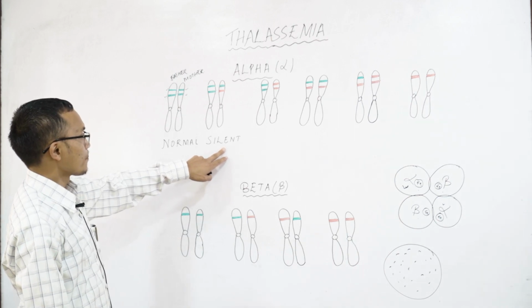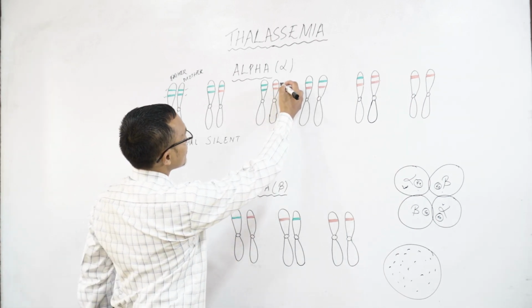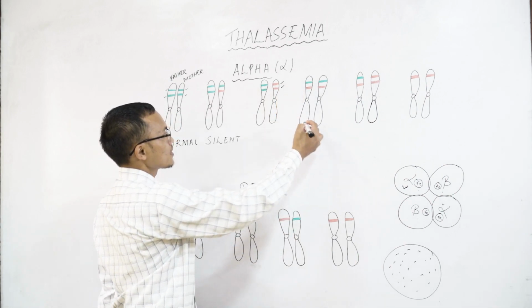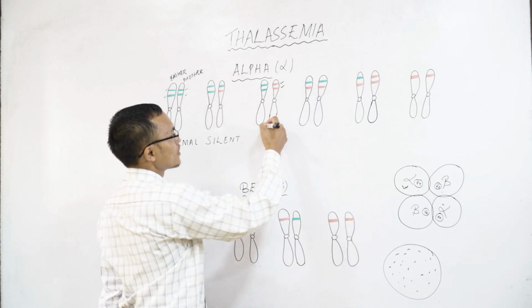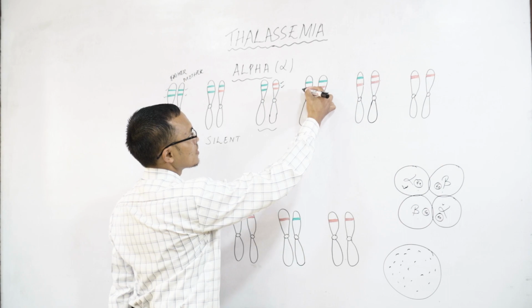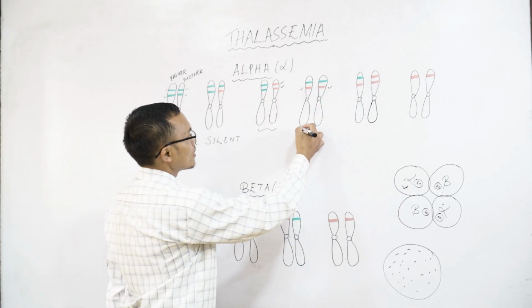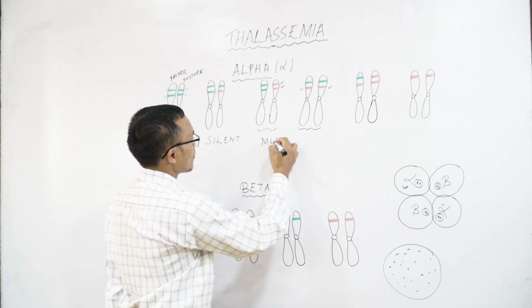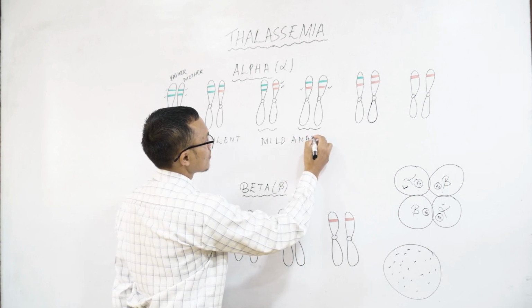and that gene can be passed on to the children. So in this case, we have 2 alpha globin genes which are mutated or deleted, and that can happen either on the same chromosome, as in this case, or one on each of the 2 chromosomes. This case will give rise to mild anemia.